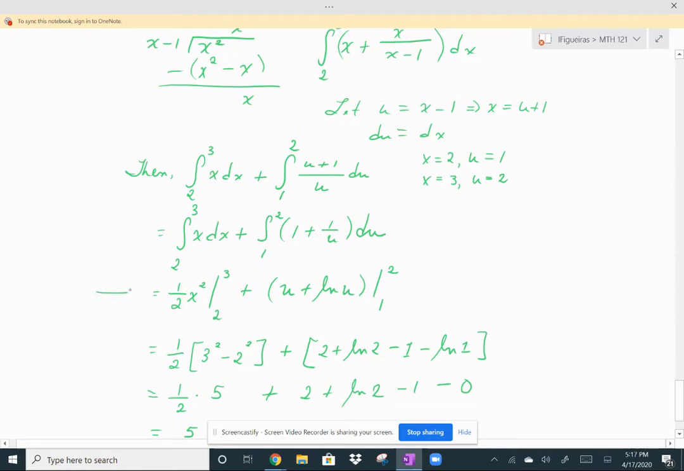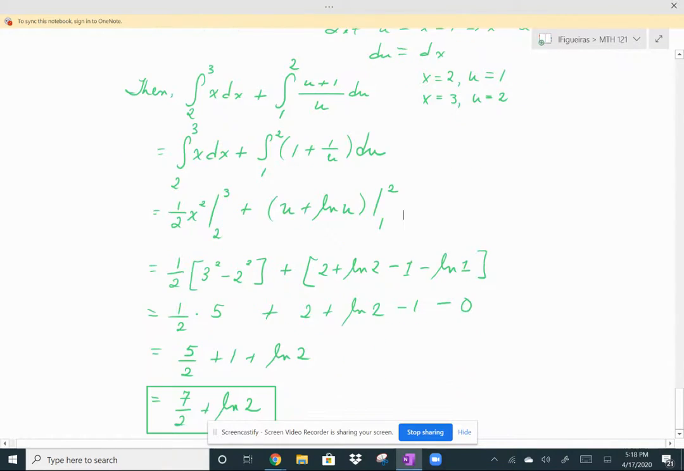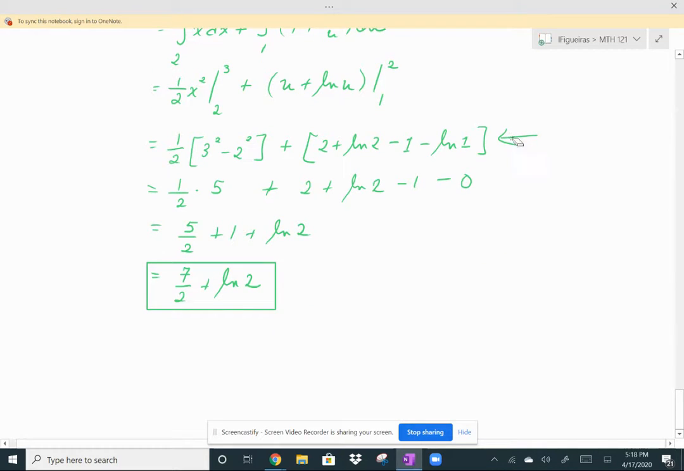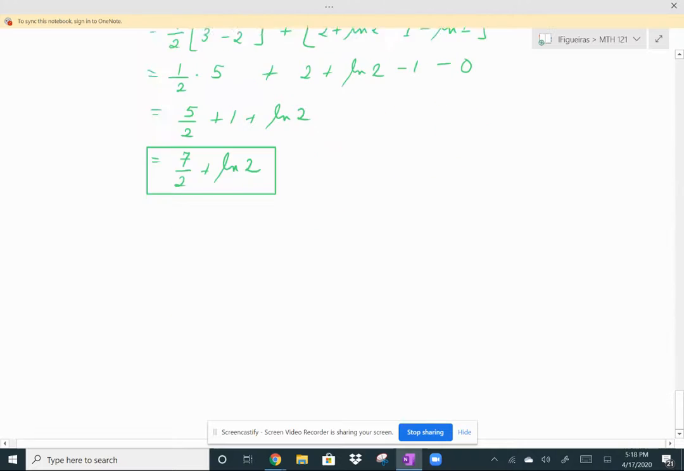Now the rest is very straightforward. So the first one is just an antiderivative. We have 1/2 x squared, evaluated from 2 to 3. And in the second integral, the antiderivative of 1 is u. The antiderivative of 1 over u is ln of u, evaluated from 1 to 2. Then you do the arithmetic, plug in the numbers according to the fundamental theorem of calculus, which is what you get on this line. Combine all numbers possible, and you end up with your final answer found here below of 7/2 plus ln of 2.